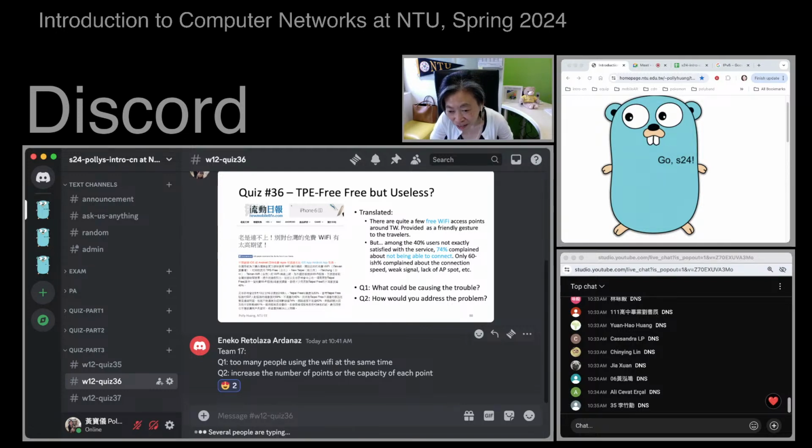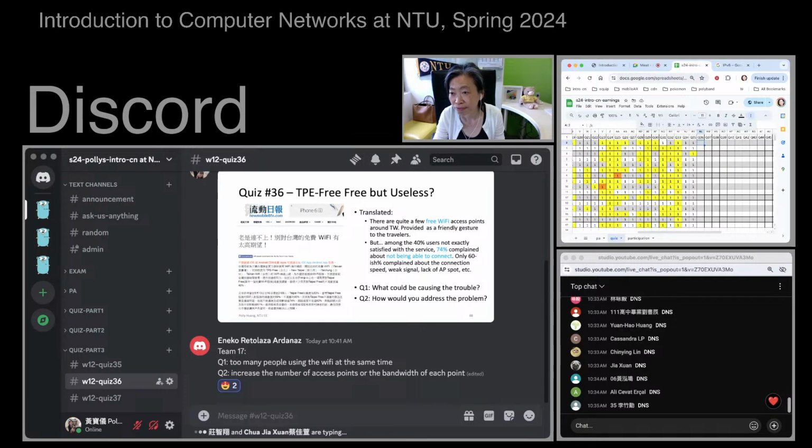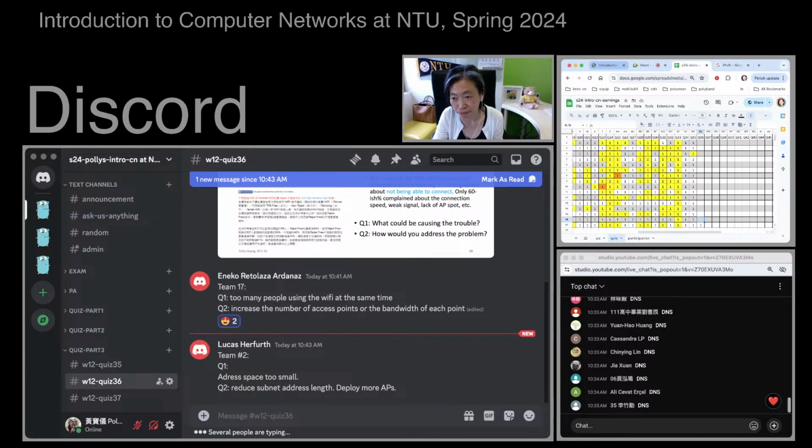Okay, so team 17. All right. Yeah, I know it's a little fuzzy, but I think it's okay. I'll accept the solution you guys have. Ah, Lucas, team 2.